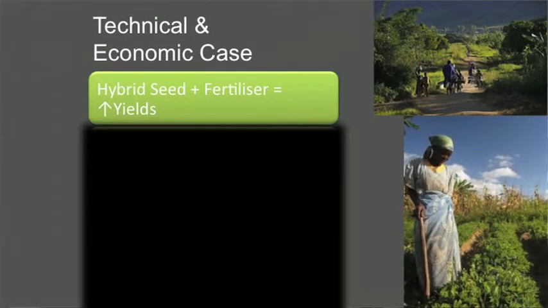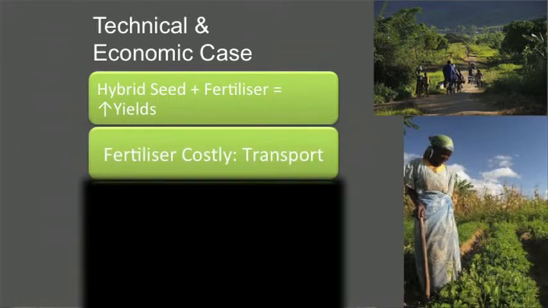So this is the technical and economic case for the Malawi Farm Input Supply Scheme. The simple argument was that hybrid maize exists, the technology is there, and that if you use the hybrid maize with the fertiliser, you can go from yields of just over 1 tonne per hectare to 2, 3, 4, 5 tonnes per hectare. So, very simple argument that yields were nowhere near their potential, and you had to take advantage of the technology that was there.